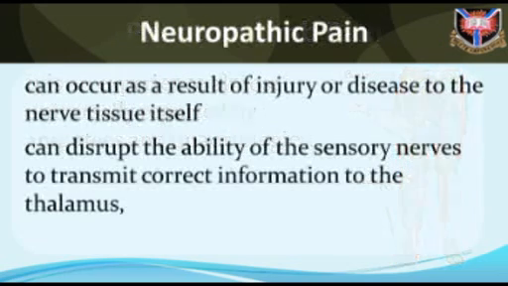Neuropathic pain. This type of pain can occur as a result of injury or disease to the nerve tissue itself. This can disrupt the ability of the sensory nerves to transmit correct information to the thalamus, and hence the brain interprets painful stimuli even though there is no obvious or known physiologic cause for the pain. Neuropathic pain is the disease of pain. It is not the sole definition for chronic pain, but does meet its criteria.